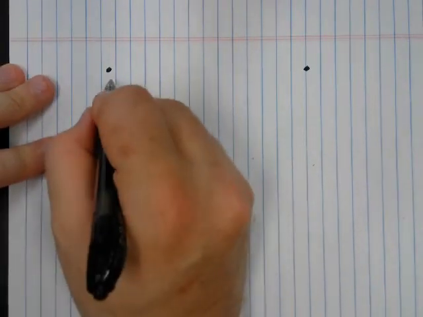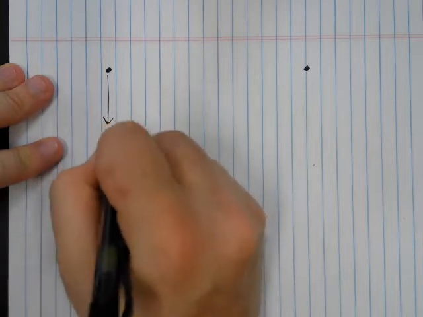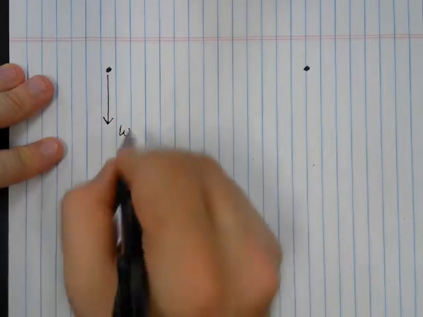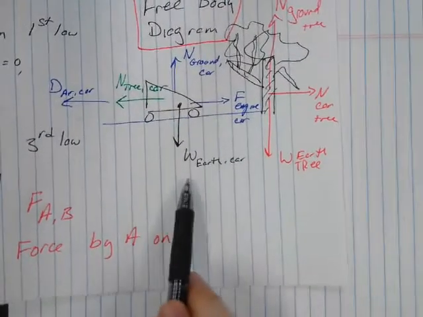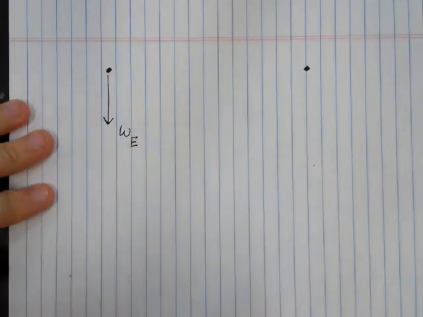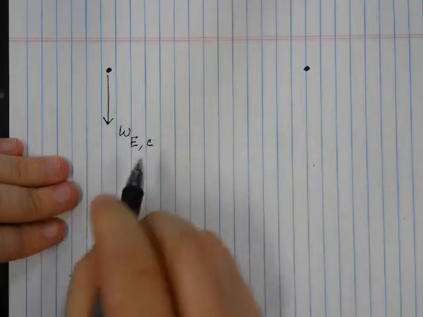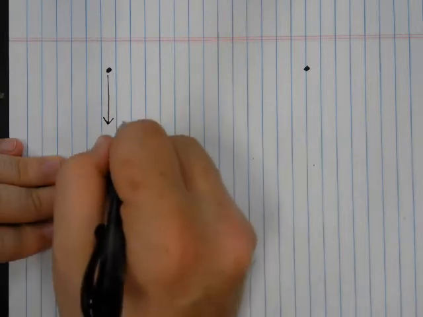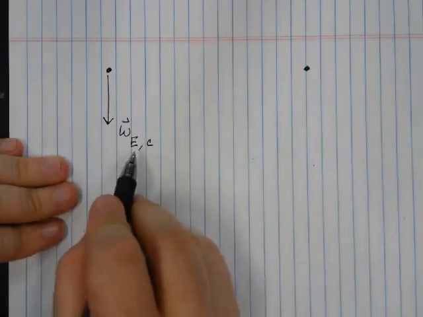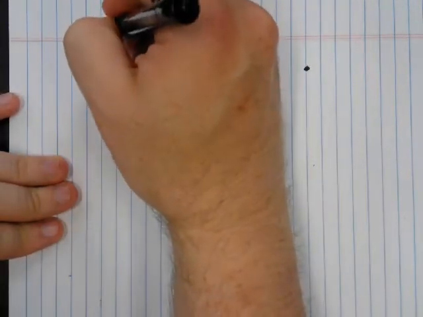But let's say that we have on the car, we have the weight, and what we said here, the weight of the earth on the car. We're going to simplify that. The idea is that this should be clear to you what we're trying to do. All right, so if you understand that this is the weight force caused by the earth on the car, that's good enough.